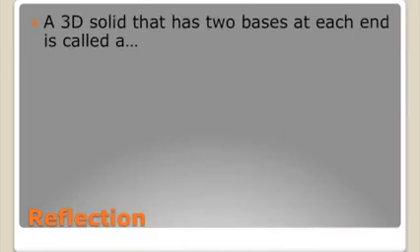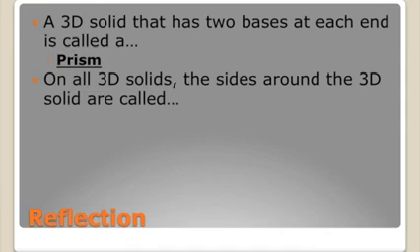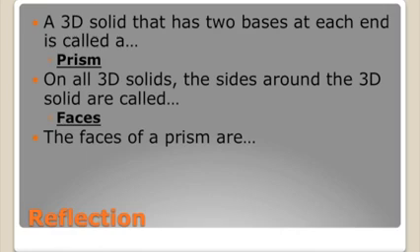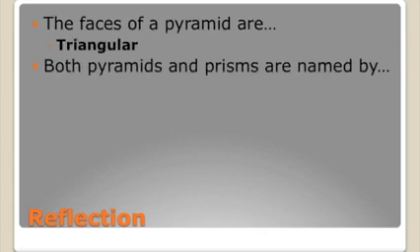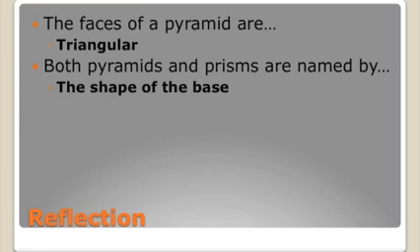Okay, a reflection. A 3D solid that has 2 bases at each end is called a prism. On all 3D solids, the sides around the 3D solid are called faces. The faces of a prism are rectangular in shape. The faces of a pyramid are triangular in shape. Both pyramids and prisms are named by looking at the what? The base, the shape of the base.